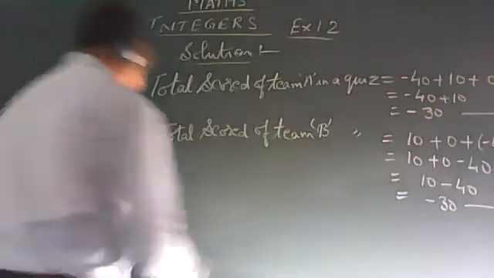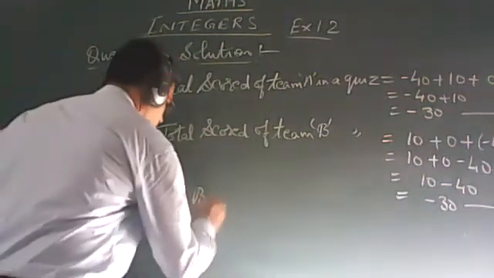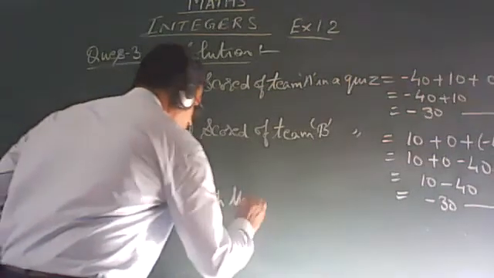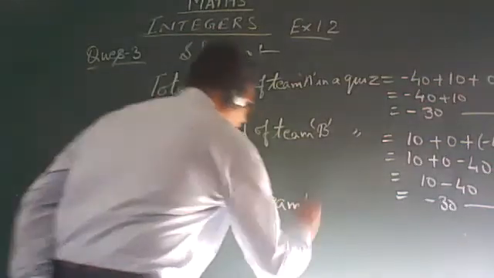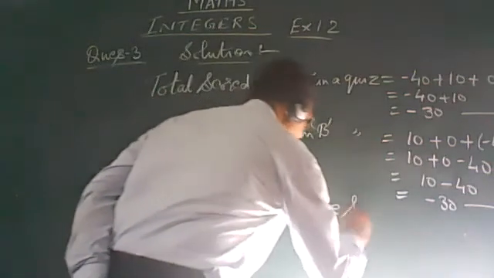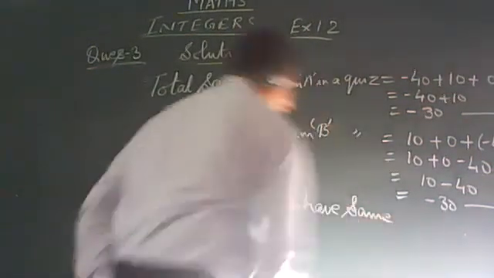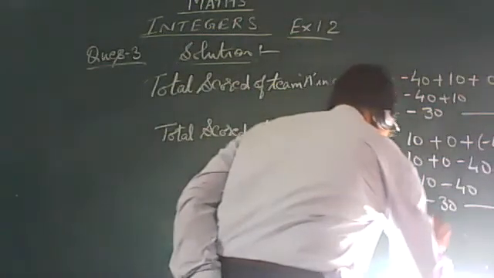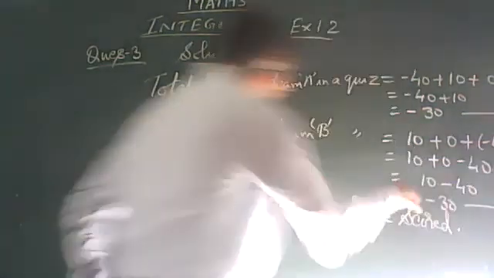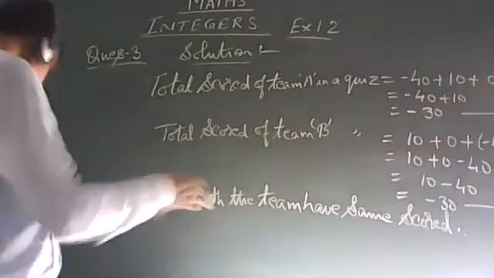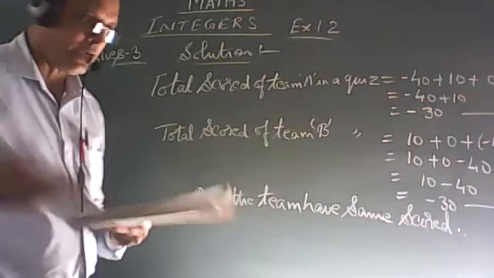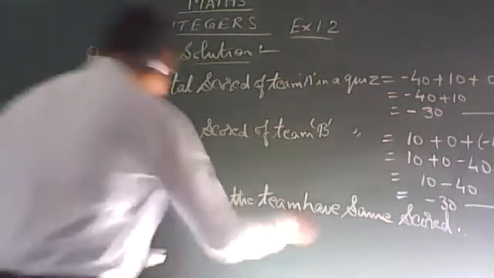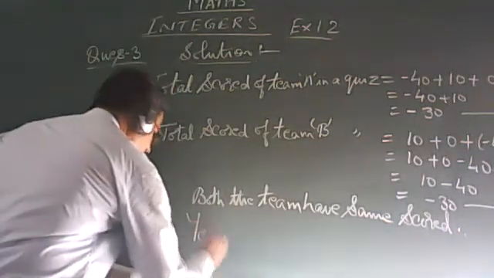We write the answer: both teams have the same score. That is our first answer. And for the other part, can we add integers in any order? Yes. Our second answer is yes.